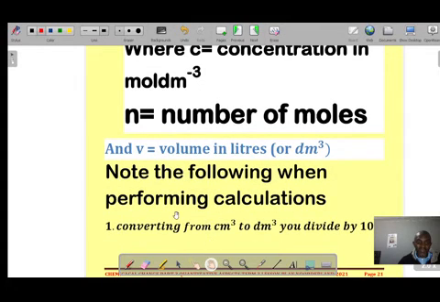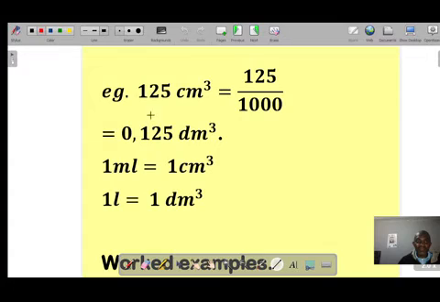Now, if I want to convert from centimeters cubed to decimeters cubed, I divide by what? By 1,000. Don't forget, this is very important as we continue. Let me say it again: to convert from centimeters cubed to decimeters cubed, I divide by 1,000. For example, 125 centimeters cubed is the same as 125 over 1,000, which gives me 0.125 decimeters cubed.